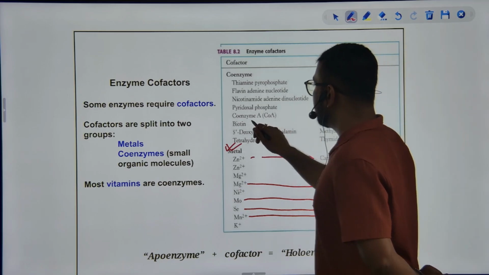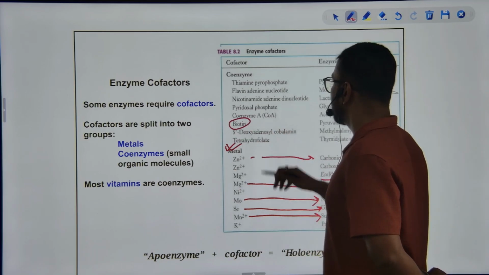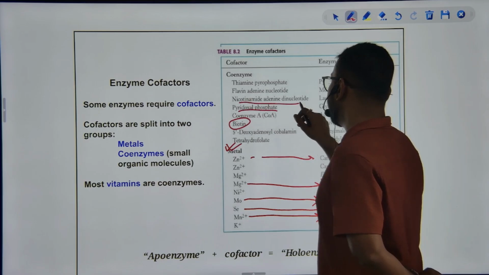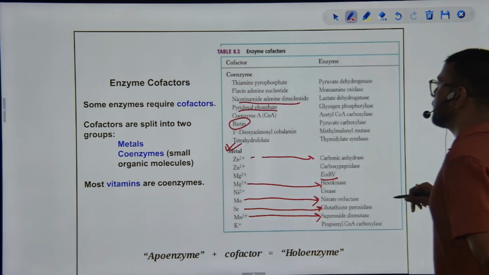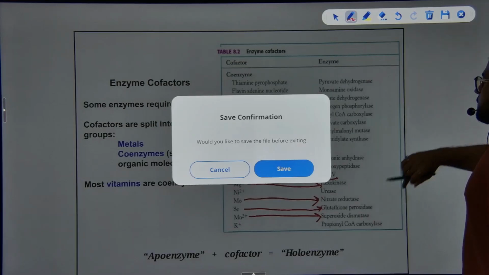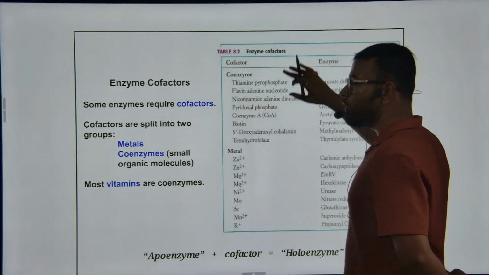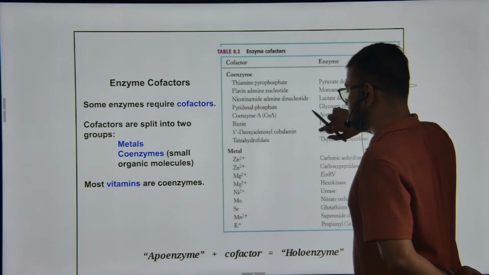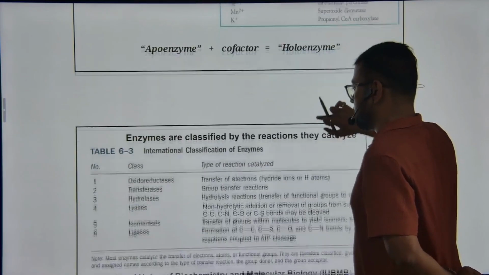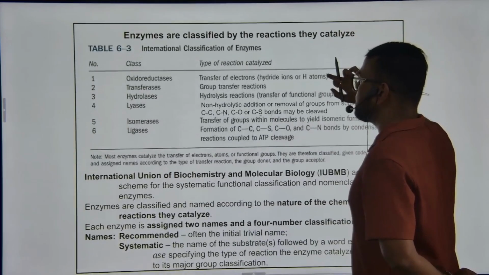For coenzymes, definitely biotin, very important. Pyridoxal phosphate, NADH, very important. These are all informative aspects. Nothing to conceptualize about it.